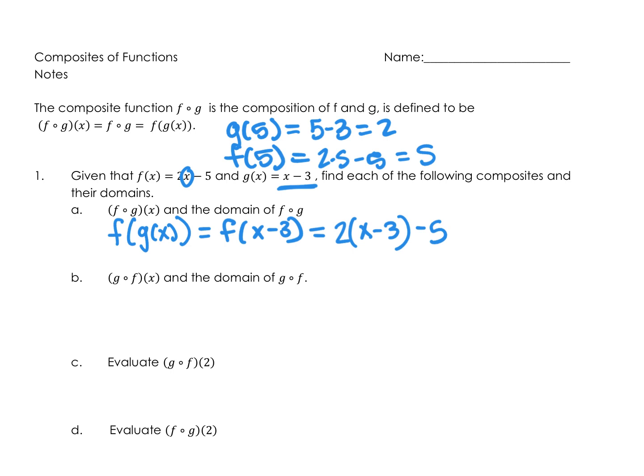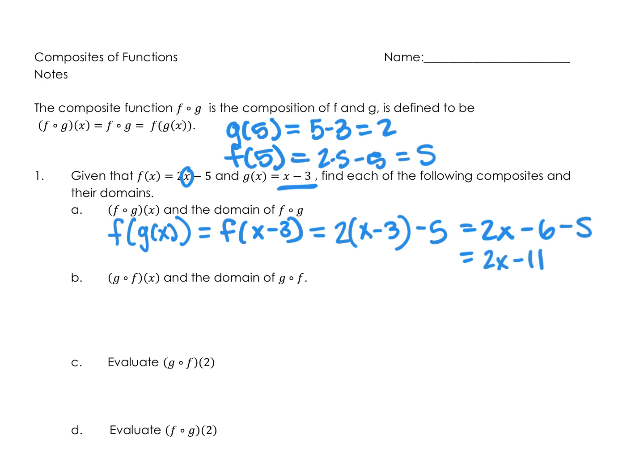Okay, can I simplify that? What should I start with doing? Distributing or multiplying that 2, right? 2 times x is 2x. 2 times negative 3, negative 6. Then we have the minus 5. And then that will simplify a little bit more, right? We can combine the negative 6 and the negative 5 to 2x minus 11.